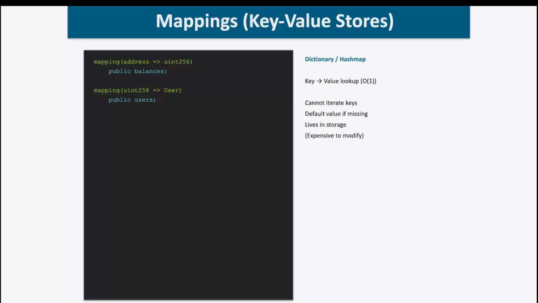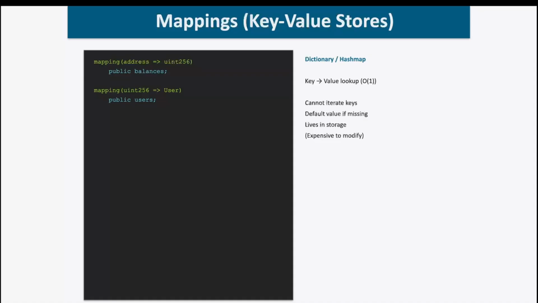Lookup is O(1), constant time. It doesn't matter if the mapping has 10 entries or 10 million. Lookup is instant. You cannot iterate keys. You can't write, give me all the keys in the mapping. There is no built-in way to enumerate. If you need to iterate, you must manually maintain a separate array.